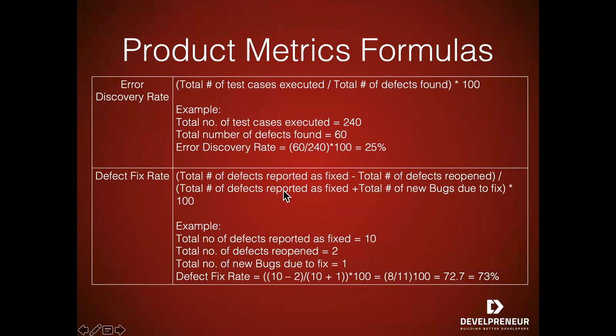Defects fix rate is the total number of defects reported at fix minus the total number of defects reopened, and then the total number of defects reported at fix plus the total number of new bugs due to fix. Again, multiplied by 100 to get your actual percentage. So what that breaks down to is, we have total number of defects reported is 10, total number of defects reopened is 2, so total number of new bugs to fix is 1. So we take 10 minus 2 since we only need 8 because 2 were reopened, and total new bug fixes were 1, so 10 plus 1. Divide that, so we have 8 divided by 11, which gives us a 73% defect fix ratio.